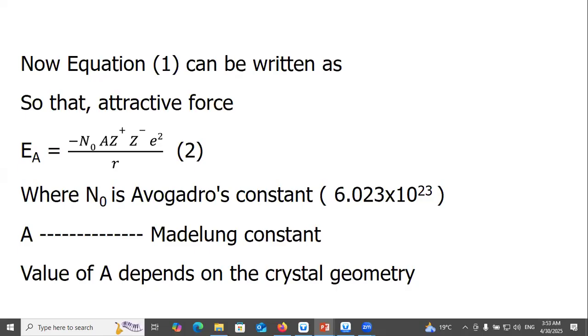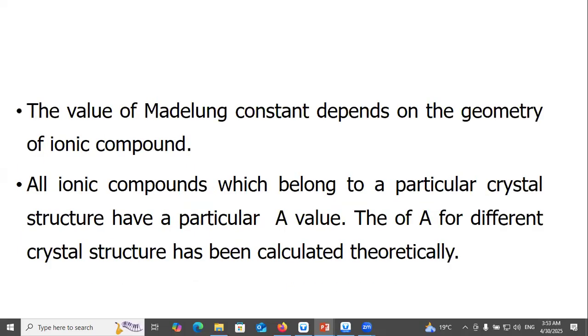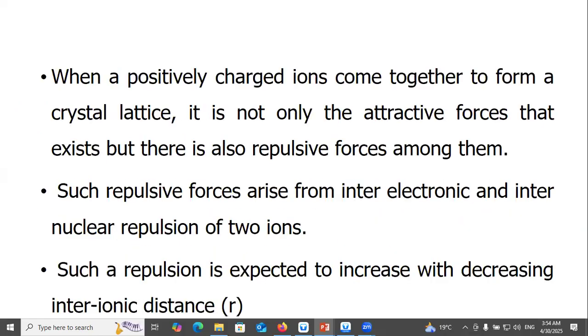The value of A depends on the crystal geometry. The value of the Madelung constant depends on the geometry of the ionic compound. All ionic compounds which belong to a particular crystal structure have a particular A value, that is Madelung constant value. The value of the Madelung constant A for different crystal structures has been calculated theoretically.